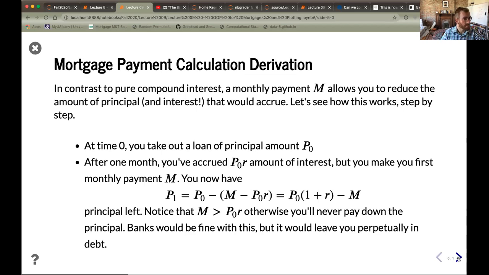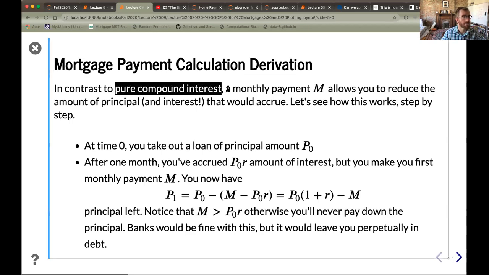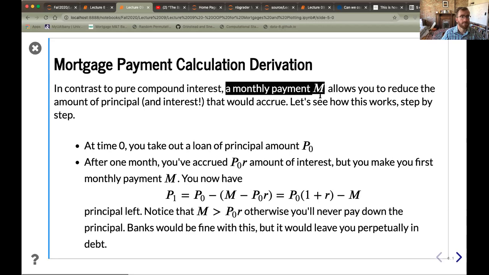All right. So let's go through our setup here. Instead of accruing pure compound interest, we're going to subtract a monthly payment M. This is going to be your mortgage payment. That allows you to reduce the amount of principal and interest, because again, we're earning interest on the principal that would accrue. All right, so let's see how this works step by step. So at time 0, you take out a loan of principal amount P0. So that's the amount that you owe right when you first take out the loan to buy your house.